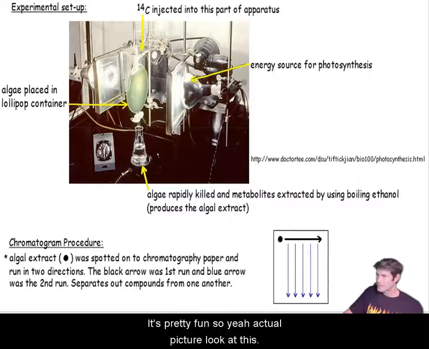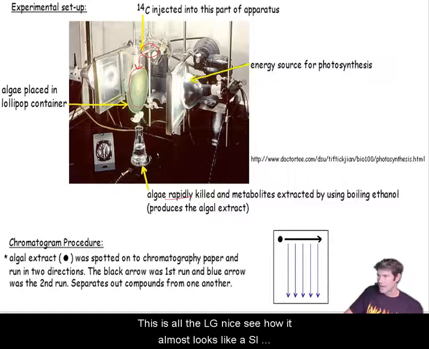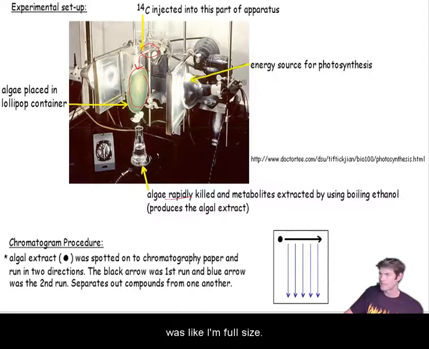So yeah, actual picture. Look at this. It just looks beautiful, this green. Anyway, we see the algae, killing them at those time intervals. I believe it was 5 seconds and 30 seconds. And we'll see in a second. Oh, you see this is the part where the radioactive carbon-14. This is all the algae. Nice. See how it almost looks like a thylakoid, right? Large surface area. The light can come through. It's like on both sides. It's like some kind of filter there.